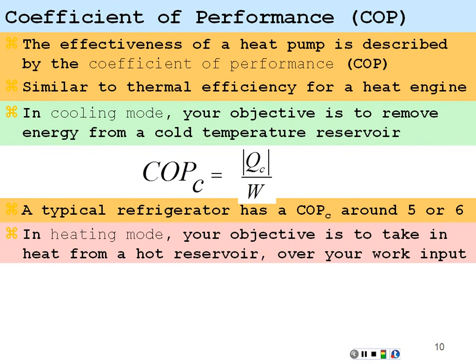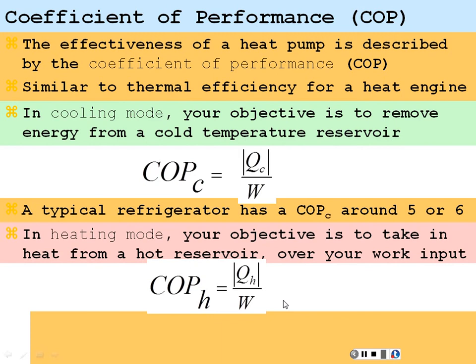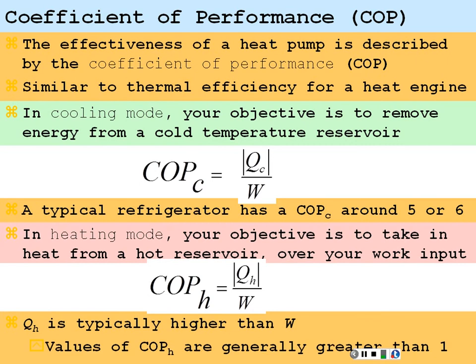In heating mode, your objective is to take in heat from a hot reservoir over your work input. So you're going to take in heat, make your hot reservoir hotter. Maybe you wish to warm the room. And that divided by your work input is your coefficient of performance. Generally, your hot input is higher than your work input, so this will have a value generally greater than 1. Note that coefficient of performance is not the same as efficiency, so you can have a coefficient of performance greater than 1. Of course you can. It's what you are exchanging over what your work input is.